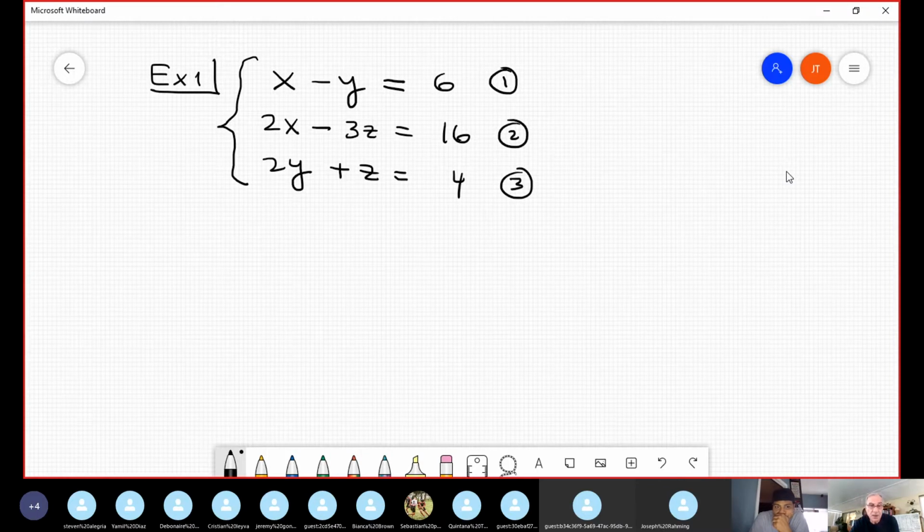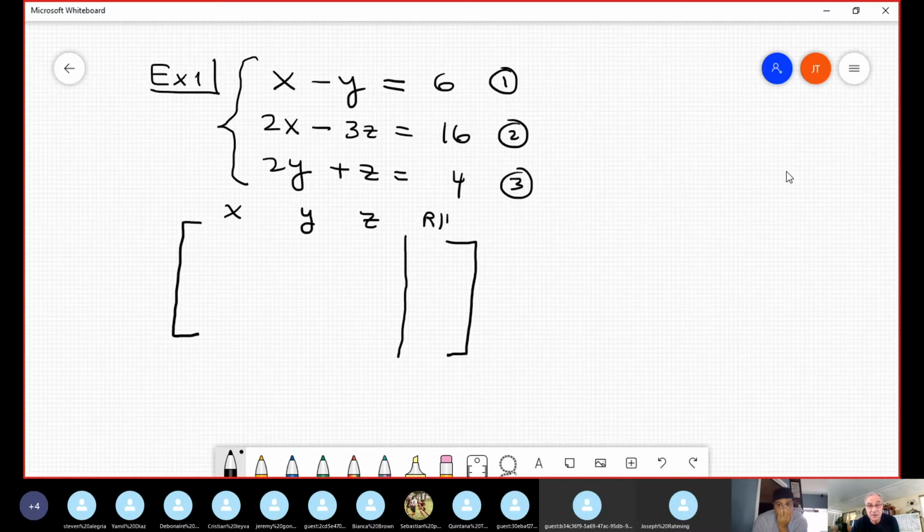So the first job is to write the system in matrix language. Okay, I open the bracket like that. Here I copy one column for the x, one column for the y, one column for the z. I separate by a line, on the paper and the computer. I don't know why. On the right-hand side are the numbers of the right-hand side.